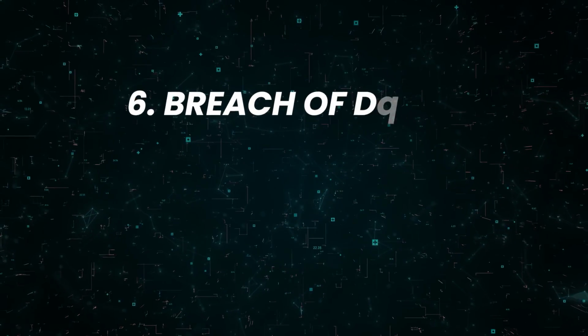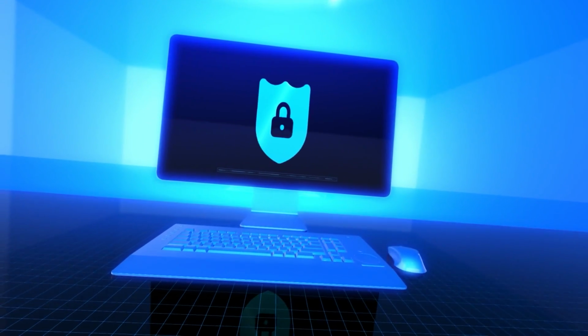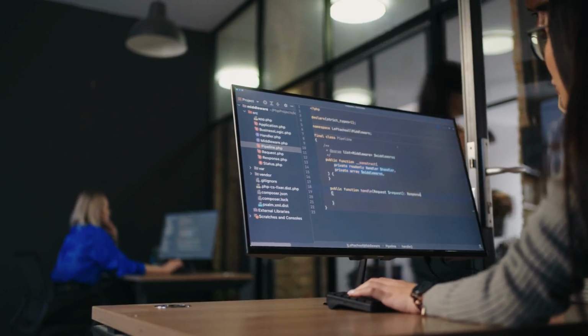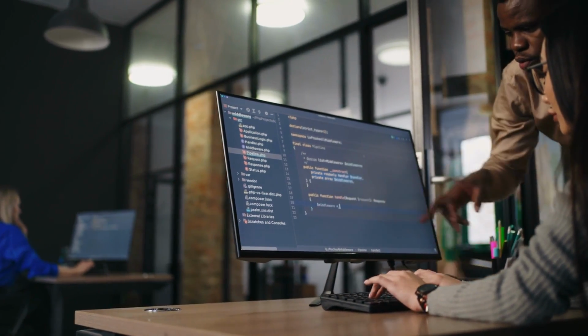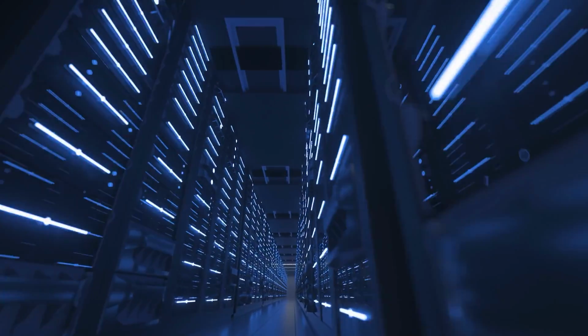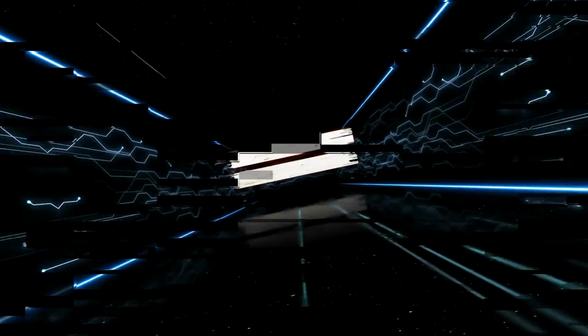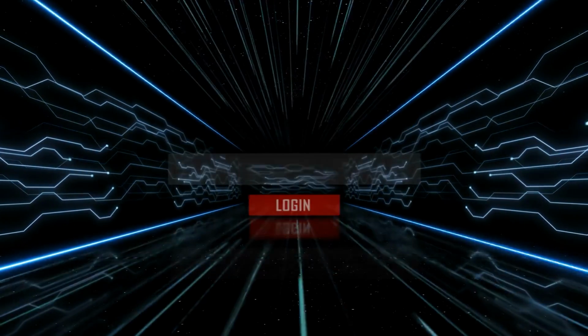Number 6. Breach of data privacy. The darker side of secret AI labs that often goes unnoticed is the breach of data privacy. It's quite understandable that these labs are high-tech playgrounds where smart machines are trained to understand and mimic human behavior. Now, the trouble arises when sensitive information, like your personal data, is mishandled in these secret spaces. Behind closed doors, there's a risk that your private details might end up in the wrong hands.